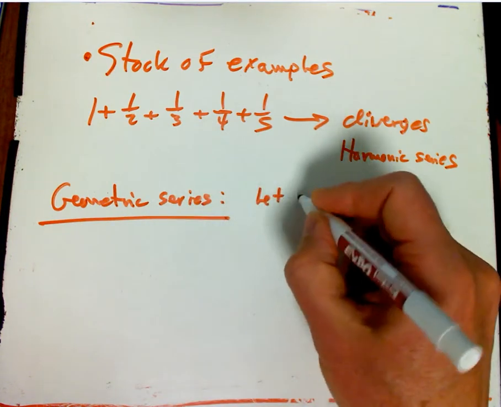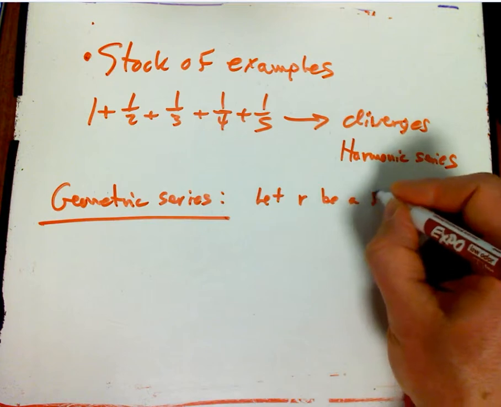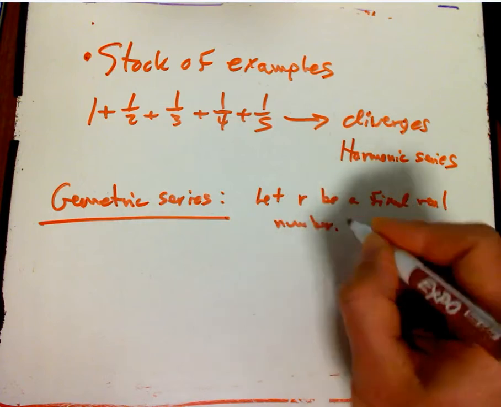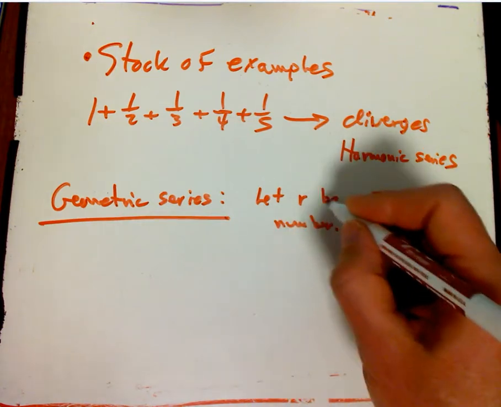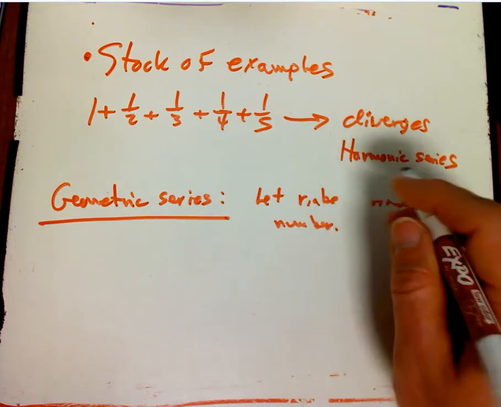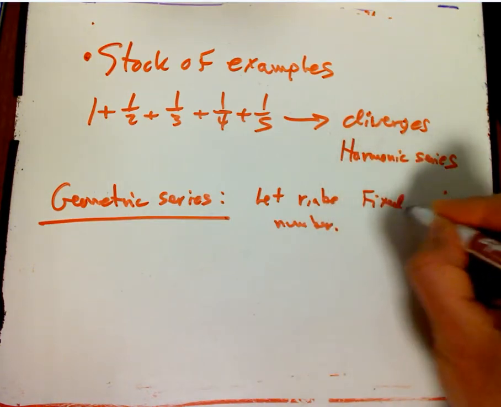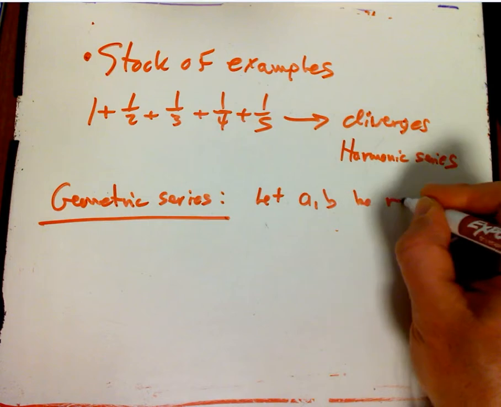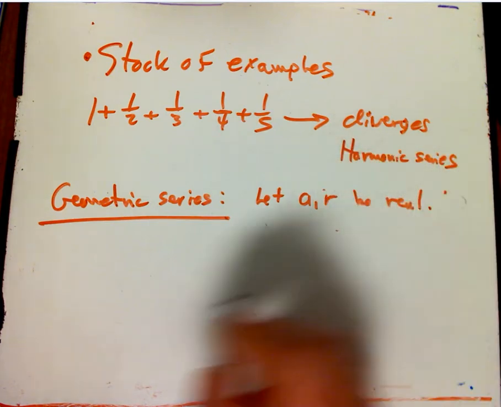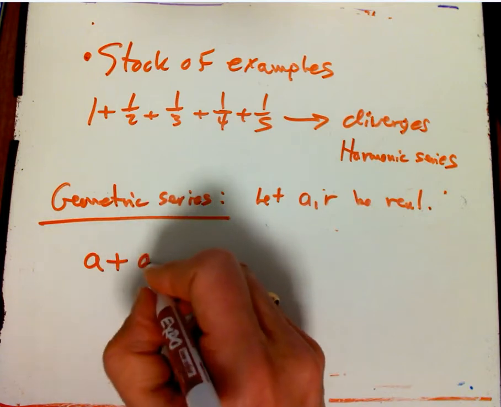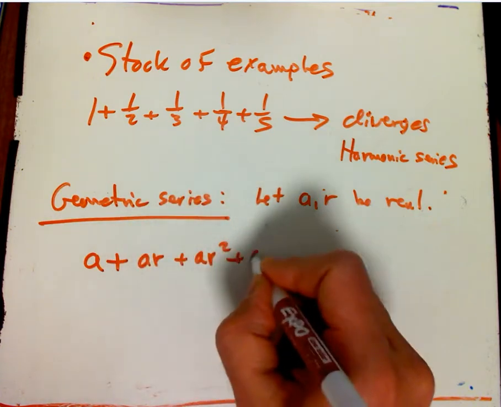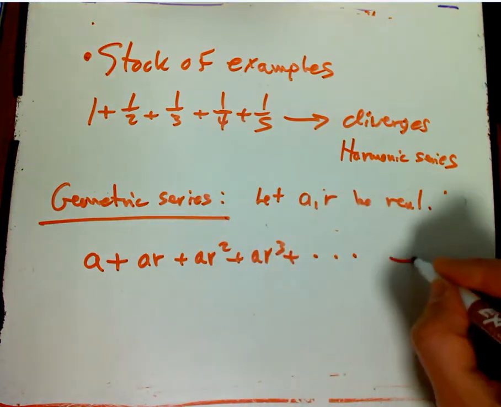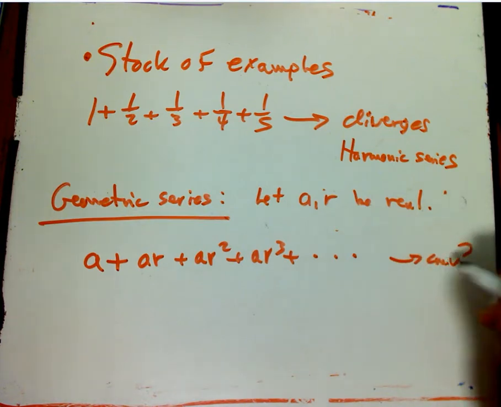So let R and A be fixed real numbers. It looks like Rob A or something like that. A and R, just kidding. Okay. And so we're going to take A plus AR plus AR squared plus AR cubed plus, and we're going to try to take that out to infinity. Does that converge? Okay.